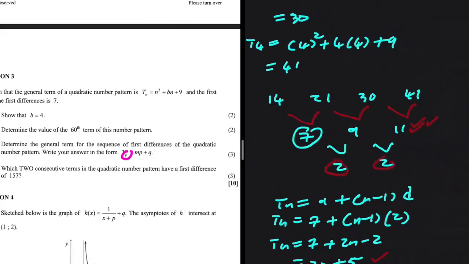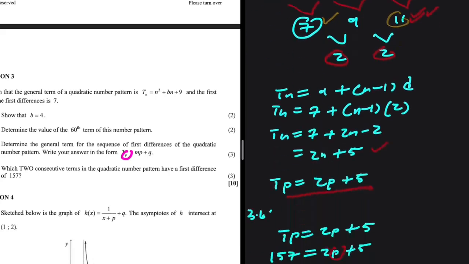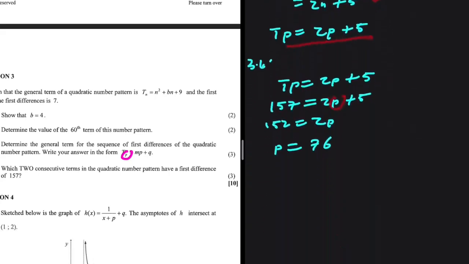So if we divide both sides by 2, we get p being equals to 76. Let me show you something. T1 of the first differences is between T2 and T1 of the quadratic. And then T3 is between T4 and T3. If 157 is in position 76, it would mean that it is between T77 and T76.